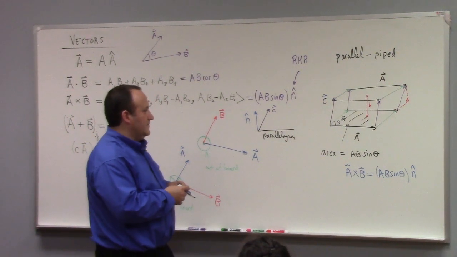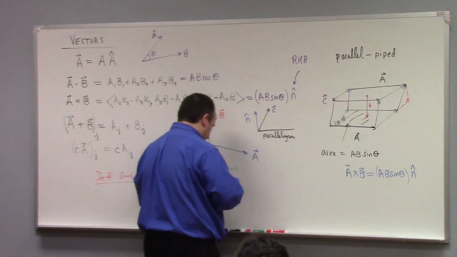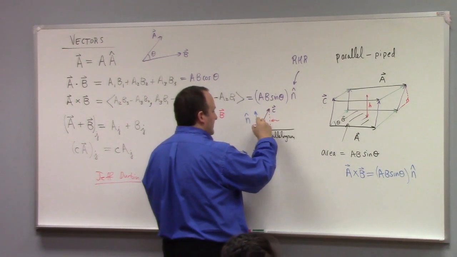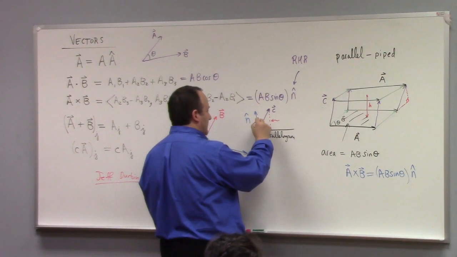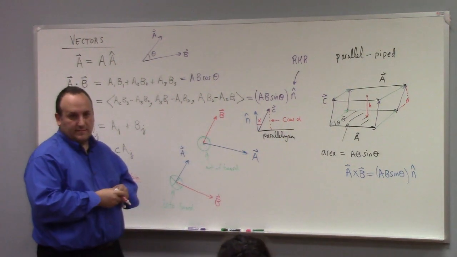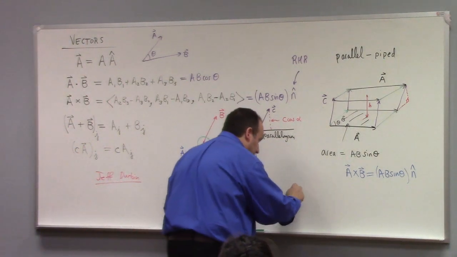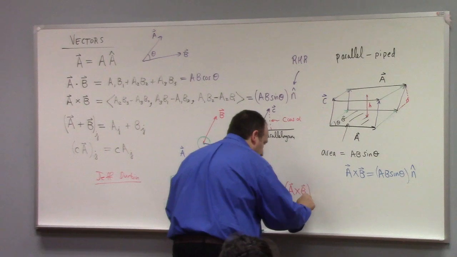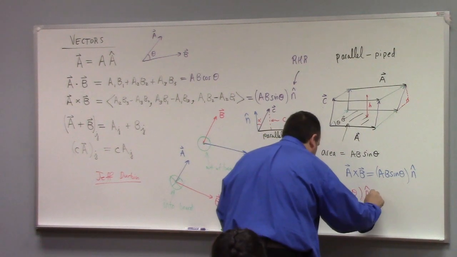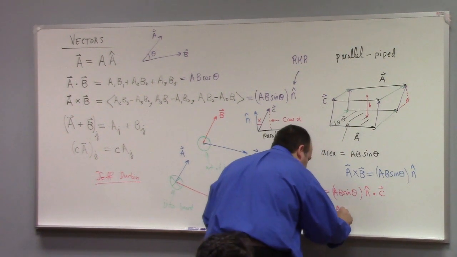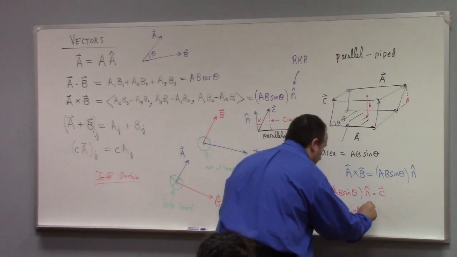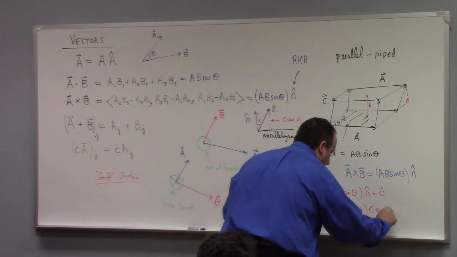Then, all right, what's this angle here? What's the height then? The height is this distance right here. If this angle here is, let's say, alpha, it would be C cosine alpha. That would be the height. But what happens when you calculate A cross B dot C? You get AB sine theta times n hat dot C, which is AB sine theta times C cosine alpha, right?